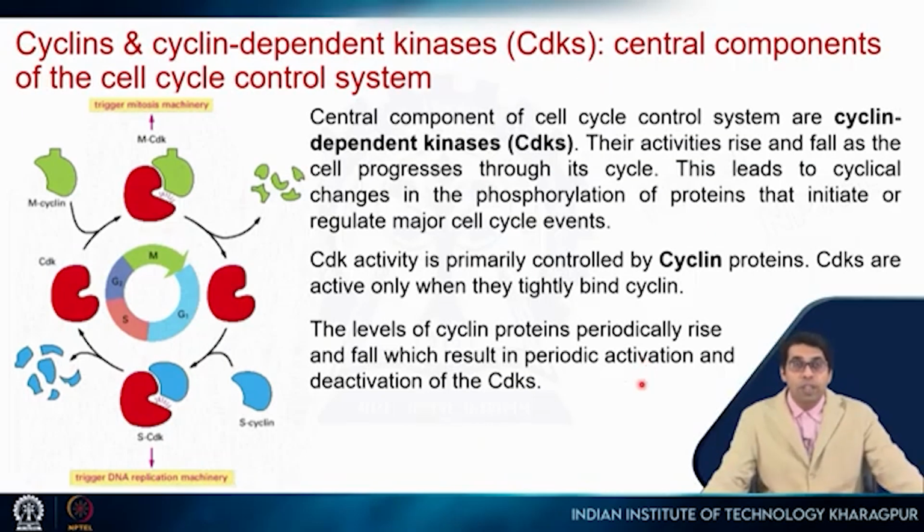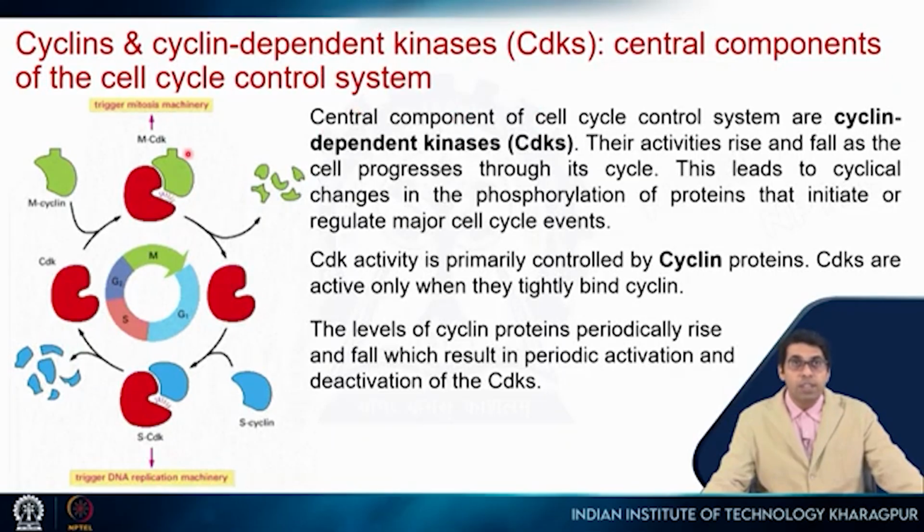So, what is the mechanism of these checkpoints? How does this work, right? There are proteins which are called cyclins and another set of proteins which are called cyclin dependent kinases, which are the central components of this cell cycle control system. You have already seen kinases. Kinases are enzymes which phosphorylate certain amino acids. It can be a tyrosine residue, it can be a serine or a threonine residue, right.